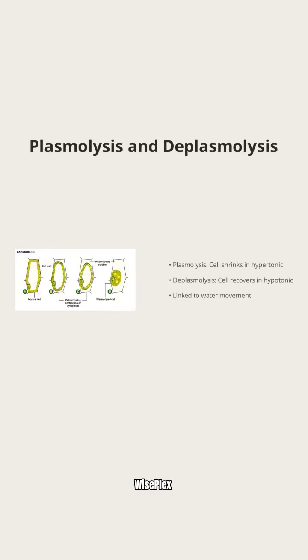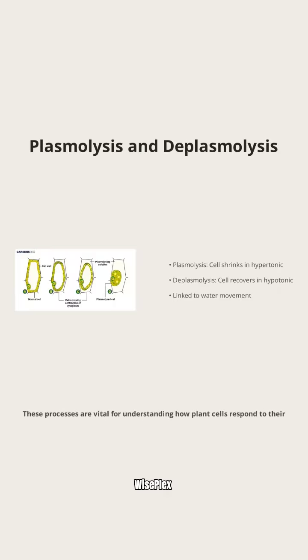Let's move to plasmolysis, a process that occurs when a plant cell is placed in a hypertonic solution. Here, water leaves the cell, causing the cell membrane to shrink away from the cell wall. This state is called plasmolyzed. If the cell is returned to a hypotonic solution, water re-enters and the cell can recover, a process known as deplasmolysis. Plasmolysis is often irreversible if prolonged, but short-term exposure can be reversed.